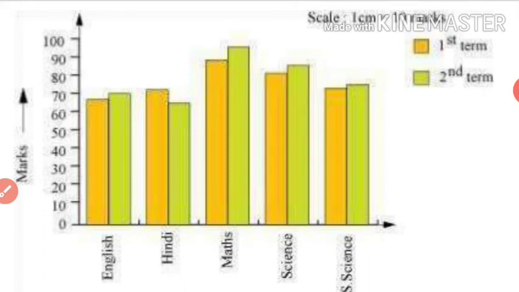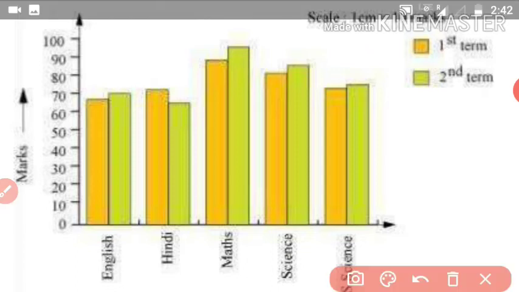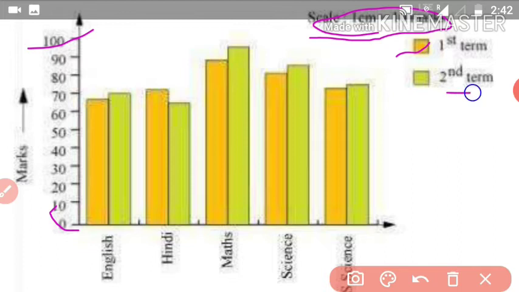So how you will choose the scale? Because here the maximum number is what? 100. So you need to write only till 100. 0 to 10 means 1 centimeter is equal to 10 marks. Okay, 1 centimeter equal to 10 marks. And I have given the different color. The yellow color will be for first term and this green color will be for the second term.